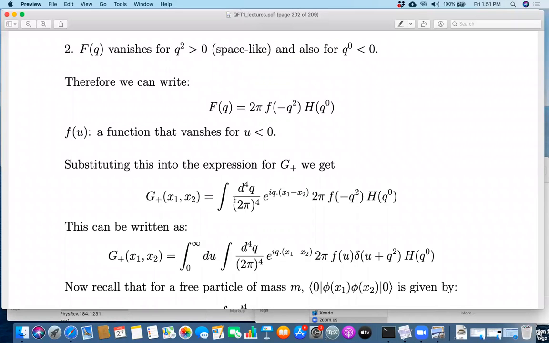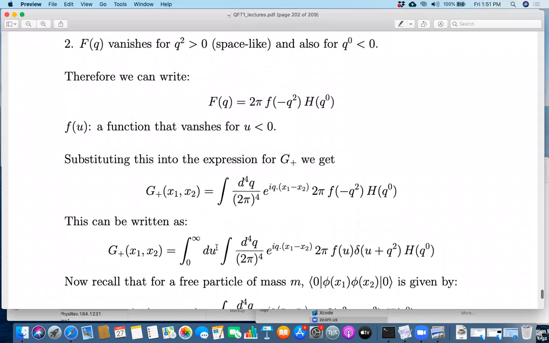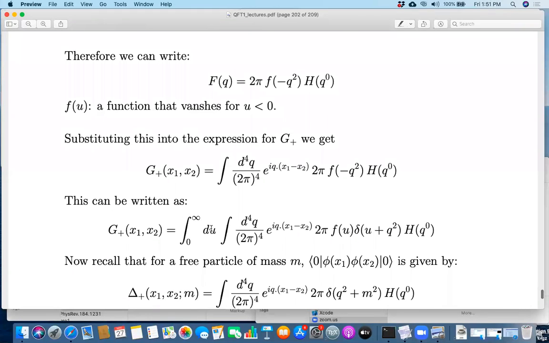Now what you are going to do is to write this in a slightly more complicated way. I'll write this G plus as an integral over a new variable, an additional variable u. So I write this G plus x1, x2 as integral 0 to infinity du. And then in this integral, I'm going to replace f of minus q square by f of u, and multiply by a function of delta u plus q square.